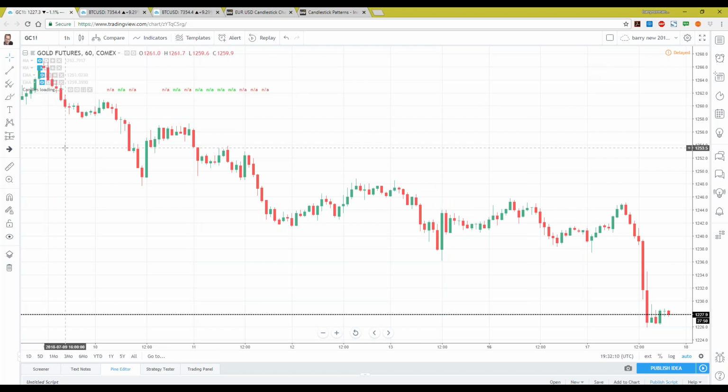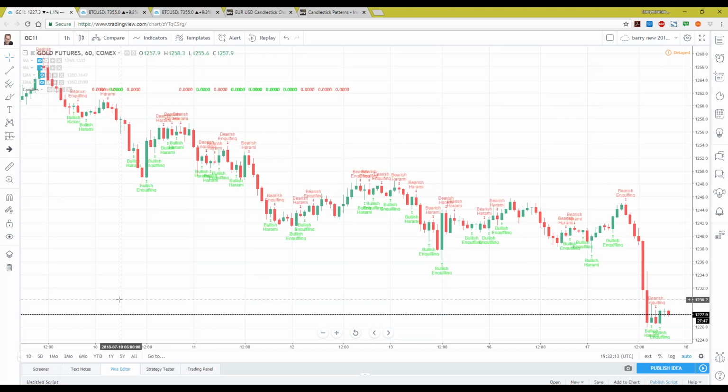So I'm going to pop on here. And look at that. It identified all of those candlesticks. But now we're more confused than we were before because look at all these. Can't possibly figure out what they all mean. Not that you don't know what the patterns are. There's just too many on the charts happening all the time.